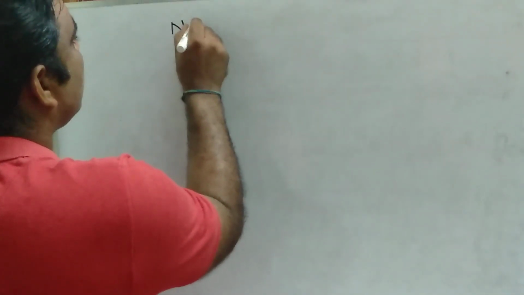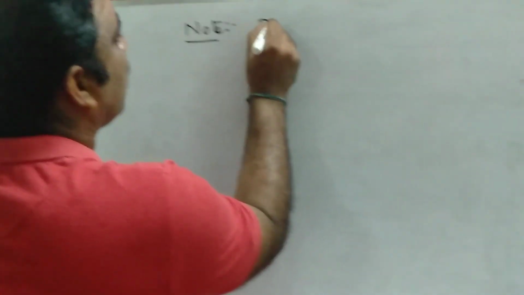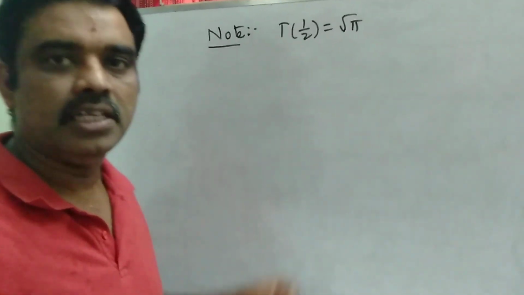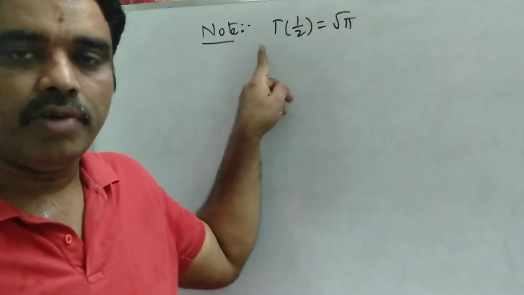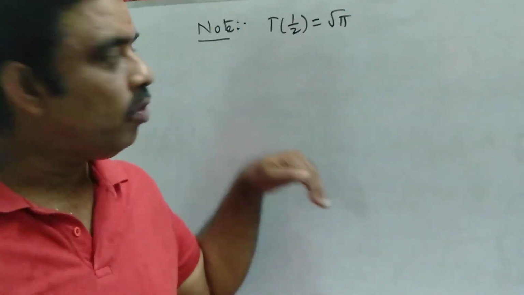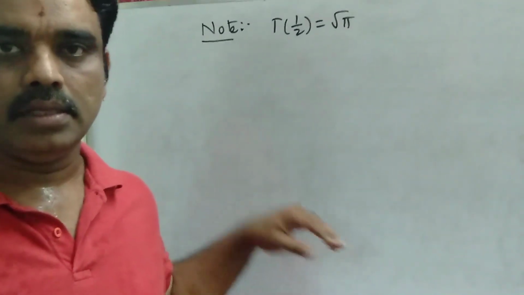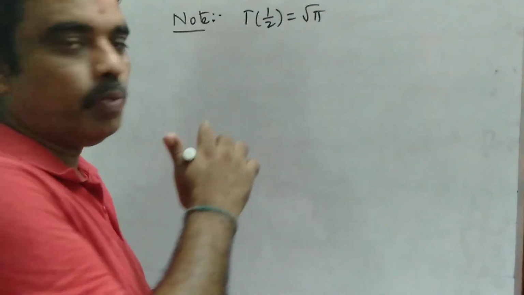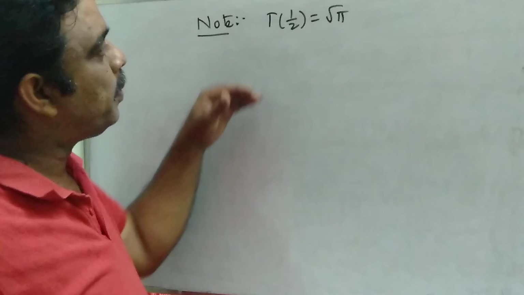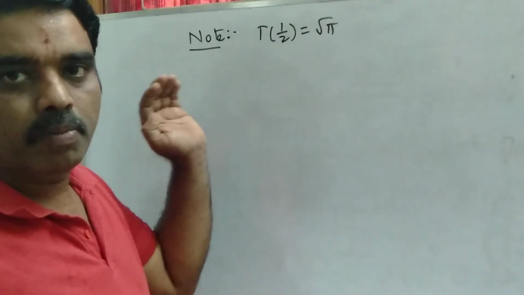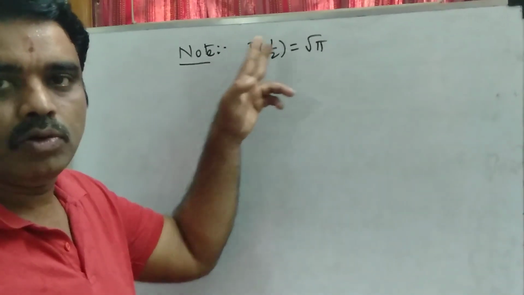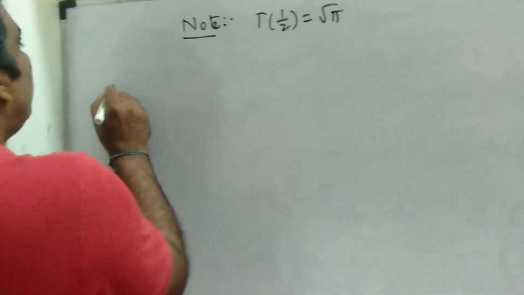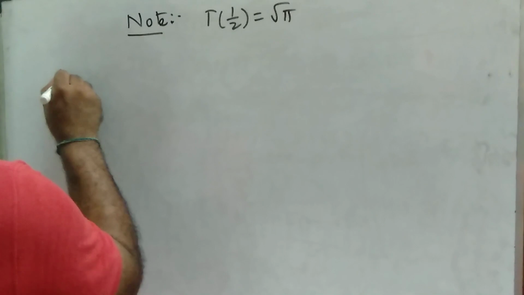One more thing you have to note: gamma of 1 by 2 is equal to root pi. So please keep this formula in your mind. The value gamma of 1 by 2 is equal to root pi. The proof will be explained later. In the problems, you can prove gamma of 1 by 2 is equal to root pi. So later I will discuss. For problem purposes, please keep in your mind the value of gamma of 1 by 2 is equal to root pi. Now I want to show some problems, some examples.